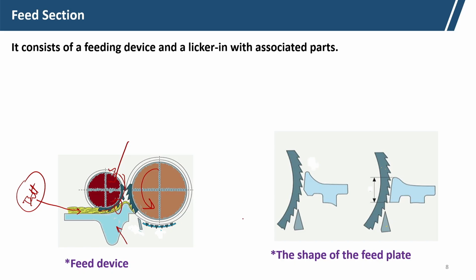and this is the conventional type feeding, and in the modern feeding system, the shape of the feed plate is like this, and where the fibers are getting opened in the Licarin. This is the Licarin surface.